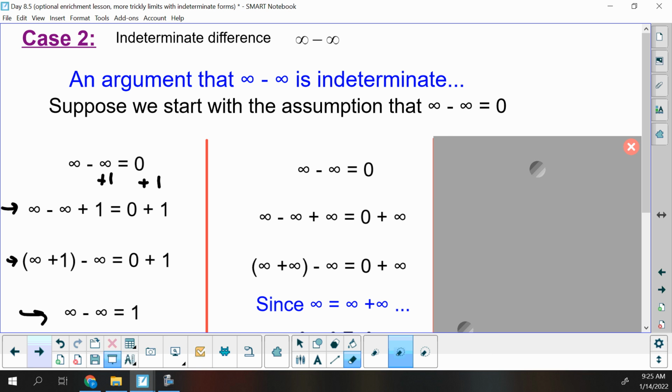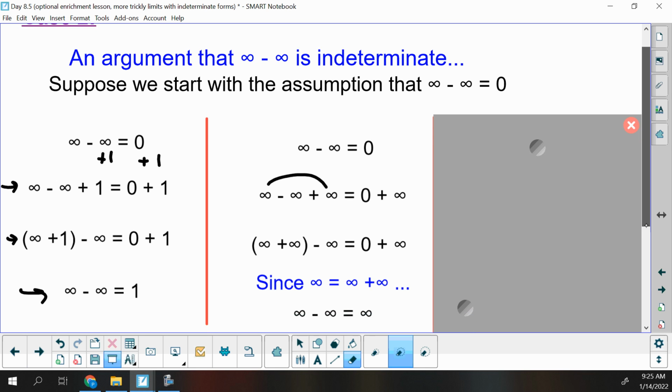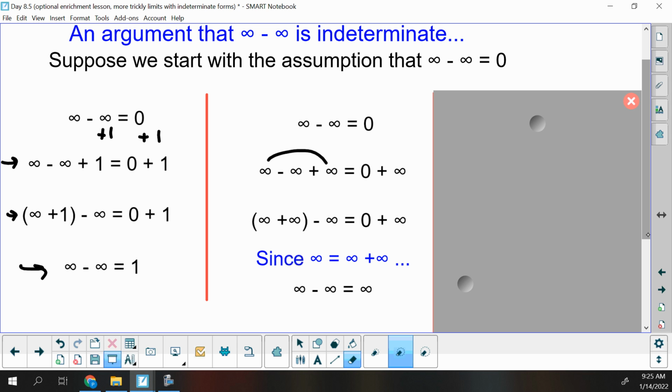If that doesn't convince you, let's do another one. Let's say we added infinity to both sides. Well, then group your two positive infinities together here. Well, infinity plus an infinity should just be another infinity. Well, now we have infinity minus infinity equals infinity. But we said infinity minus infinity is 0. So how are we getting that?